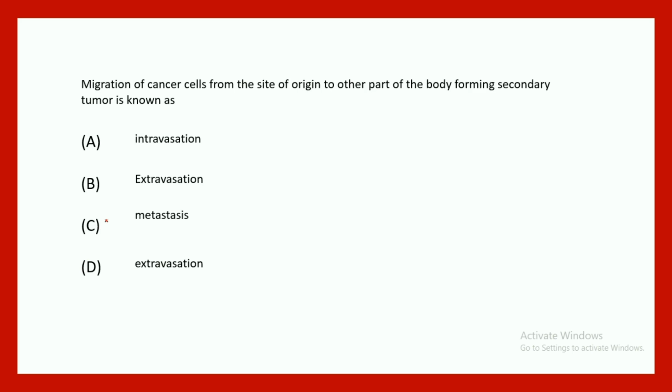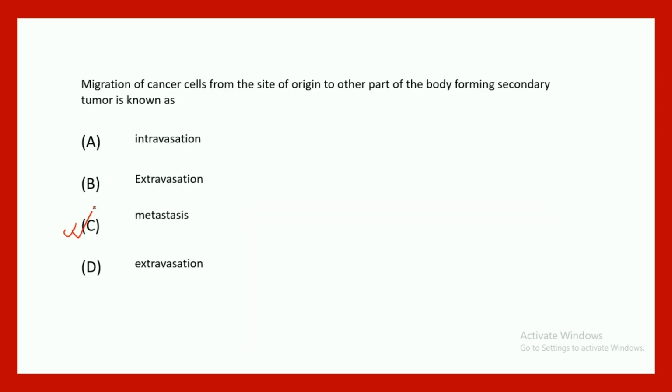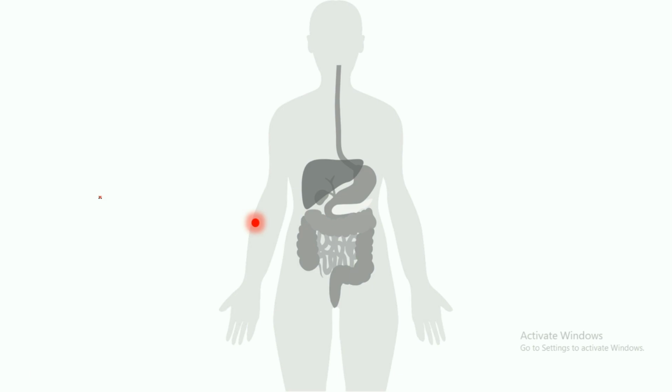Migration of the cancer cell from one site to another site is known as intravasation, extravasation, metastasis, or extravasation. The correct answer here would be option C, metastasis. Imagine there is a skin cancer. Here is the primary site for cancer, but eventually it would be shifted, it would spread all around the body, and this situation is known as metastasis.